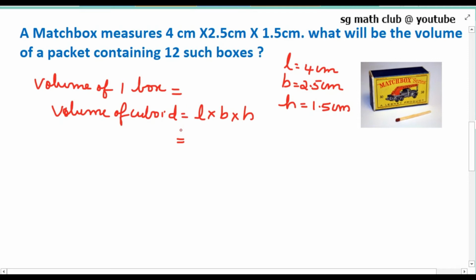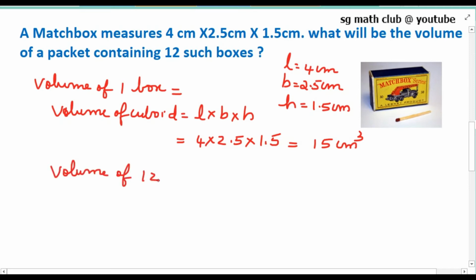So first we will find the volume of one box, then we will multiply by 12 to get the volume of 12 such boxes, which is equal to 4 into 2.5 into 1.5, and which is equal to 15 centimeter cube. The unit is centimeter cube. So this is the volume of one box. Now we need to find out the volume of 12 such boxes. So with this we need to multiply 12, and we get our answer as 180 centimeter cube.